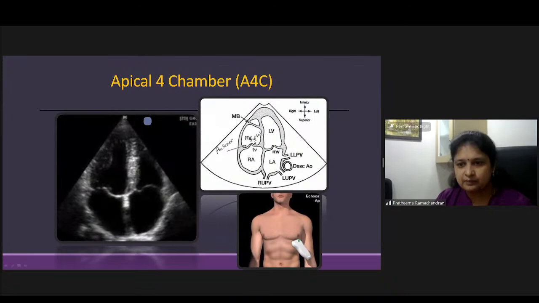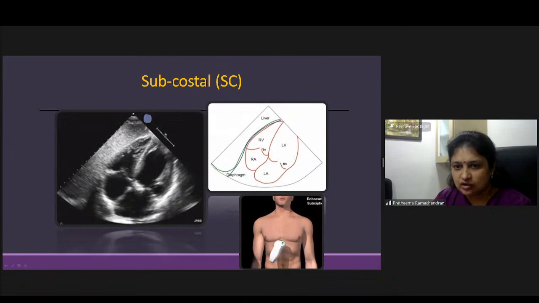So this is a subcostal view. This is also very important because we can see the liver and the right ventricle. If there is any pericardial effusion or cardiac tamponade, we can see it through this. So if there is a cardiogenic shock, this is basically looking at the pump. Is the heart the reason for the hypotension?